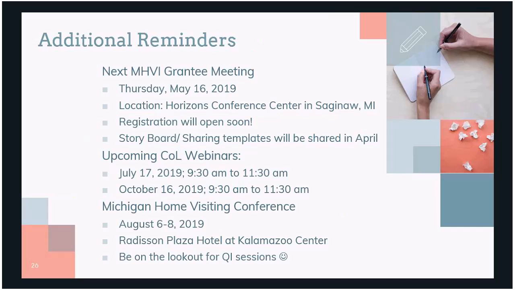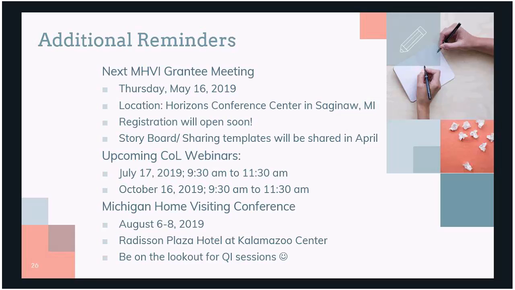We had a couple of other additional reminders we wanted to share with you today. As a reminder, our next in-person time together is coming up on May 16th. We will be meeting at Horizons Conference Center in Saginaw, Michigan. We are in the process of getting the planning underway, and registration will open soon for that meeting, so be on the lookout. We will also be sharing storyboard and sharing templates with you sometime early in April, so that as your team gets ready for that meeting and starts putting together the things that you are going to share during the peer-to-peer sharing time that we have in person there, you have some templates to support that work.